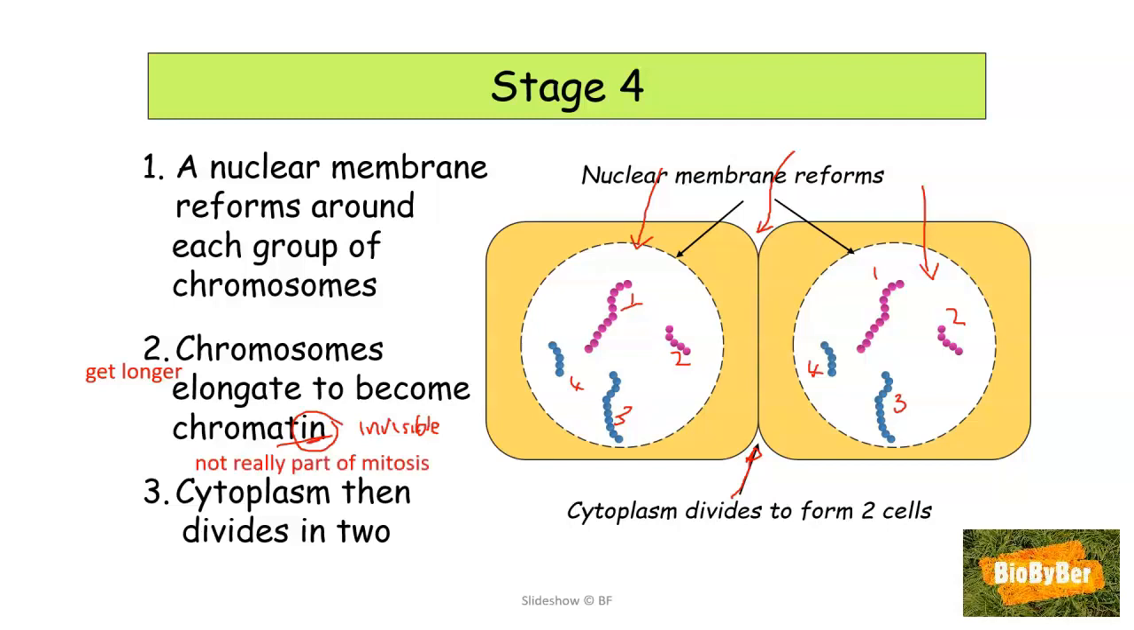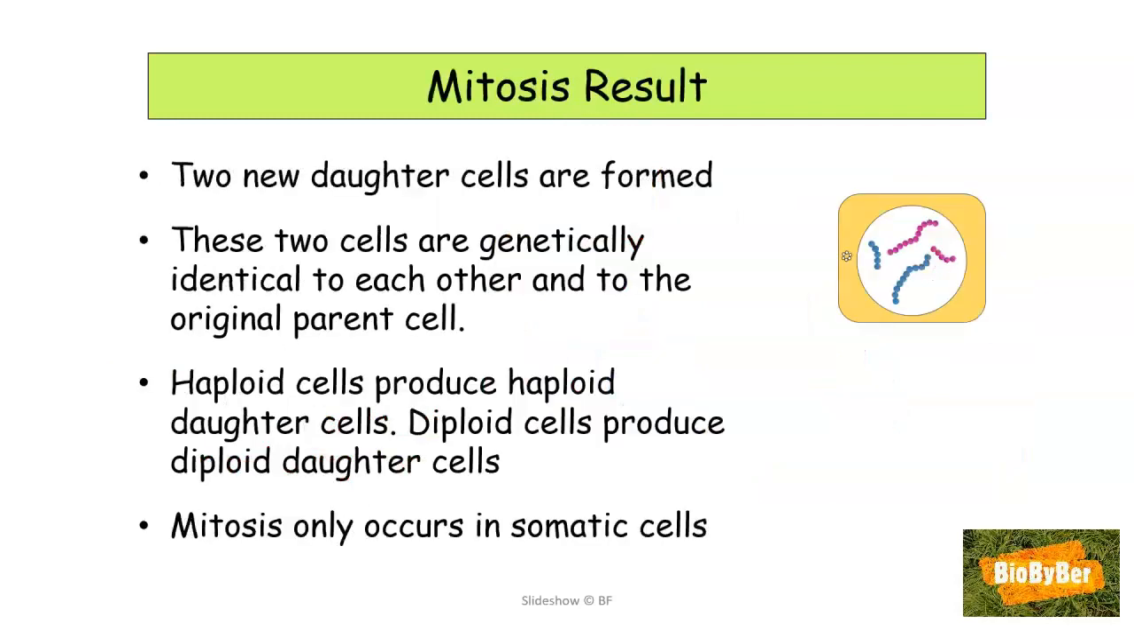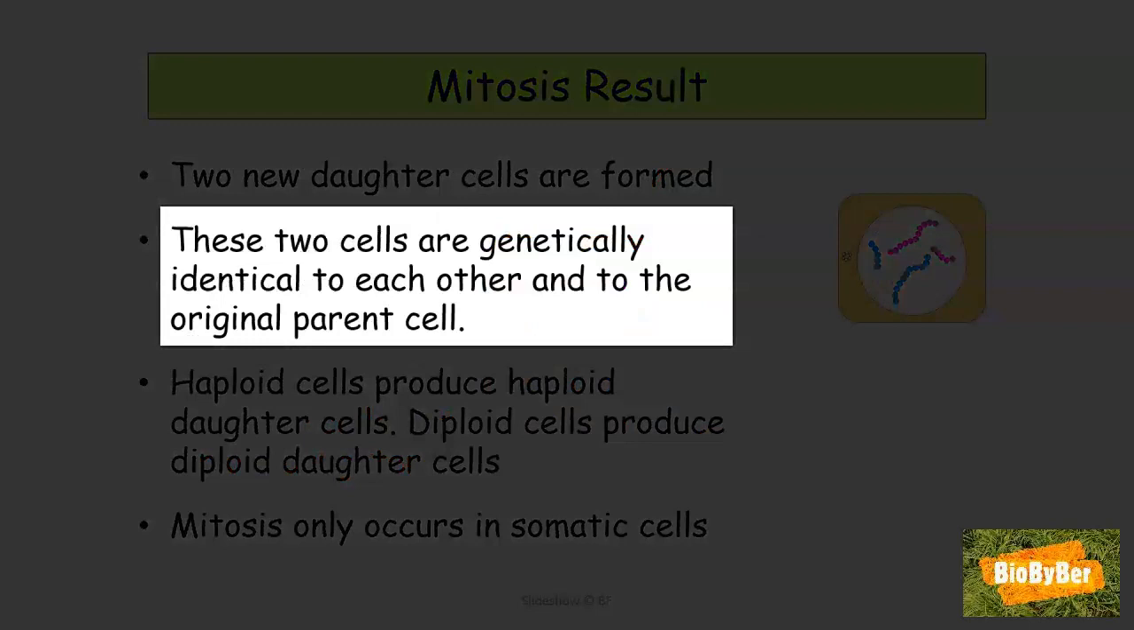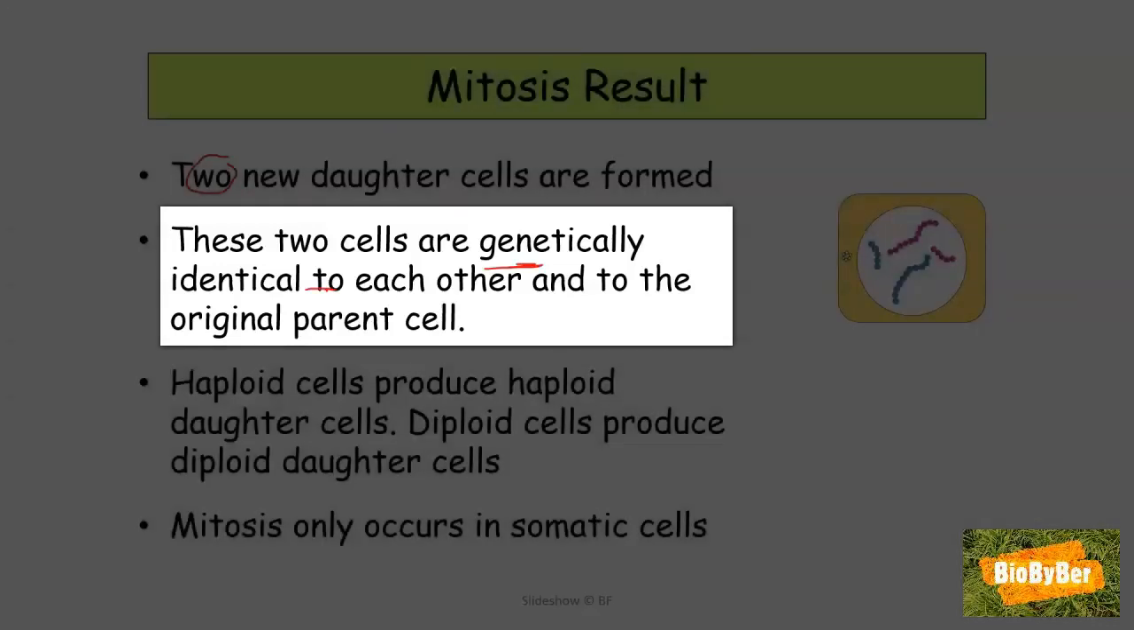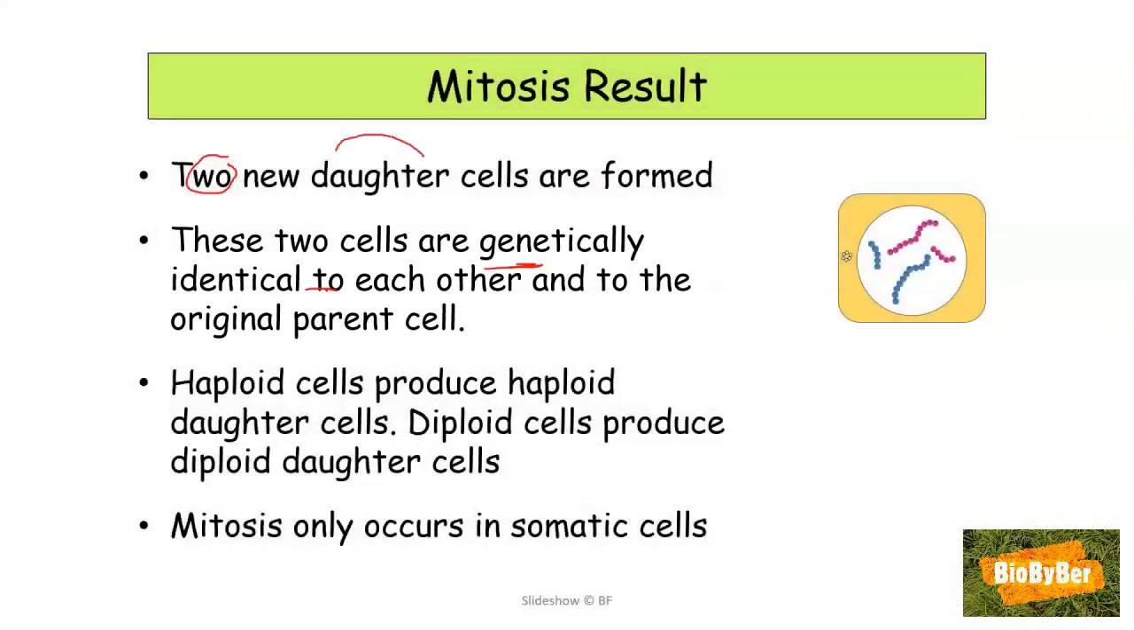Finally, what are the results of mitosis? Well, as we keep saying, 2 new daughter cells are formed. These 2 new cells are genetically identical to each other and to the parent cell. Just to mention, in case people are getting confused, the word daughter does not mean female here. It just is a science word meaning 2 new cells.